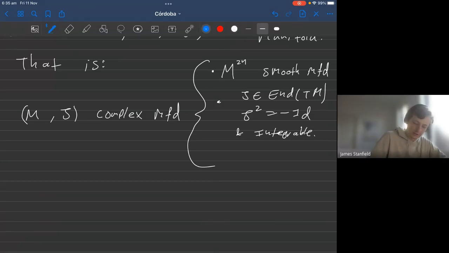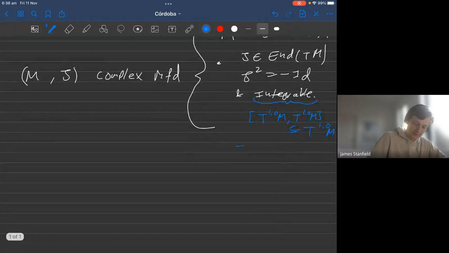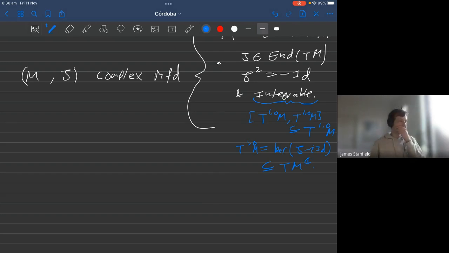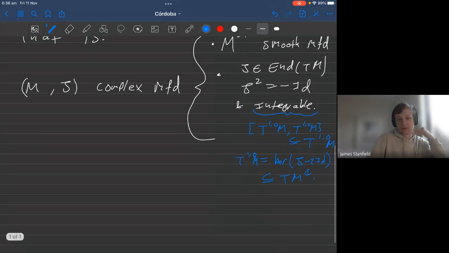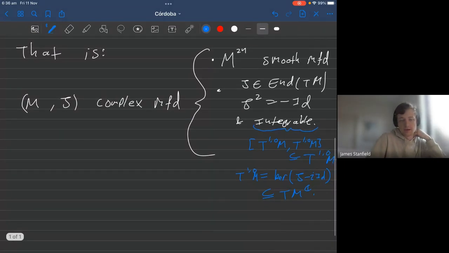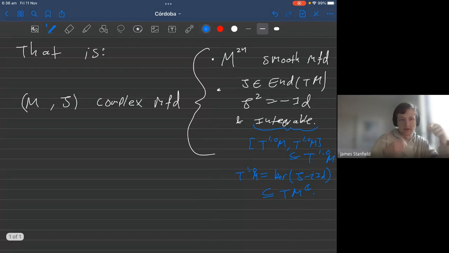So this integrability condition can be viewed as this 1-0 bundle being an involutive distribution, where this is the plus i eigenspace of J when we consider the complexified tangent bundle. Okay. And so all of this is equivalent to M having a holomorphic atlas of charts into C^n. Okay, so you've got all these maps into open subsets of C^n, and their transition charts are holomorphic. So that's what it means to be a complex manifold.